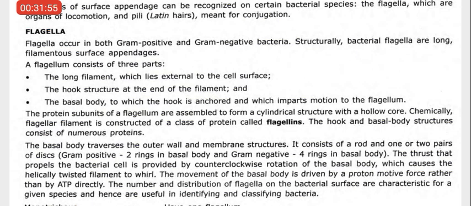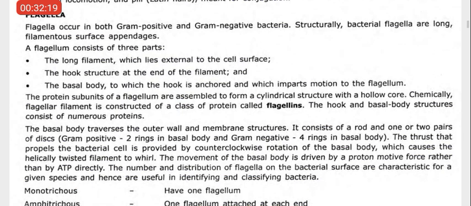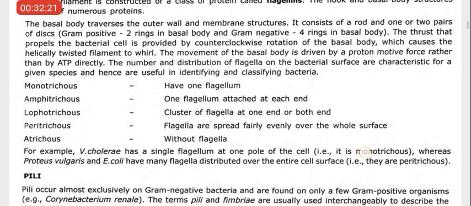The thrust that propels the bacterial cell is provided by counterclockwise rotation of the basal body, which causes the helically twisted filament to rotate. The movement of the basal body is driven by a proton motive force rather than by ATP directly. The number and distribution of flagella on the bacterial surface are characteristic for a given species and hence are useful in identifying and classifying bacteria.